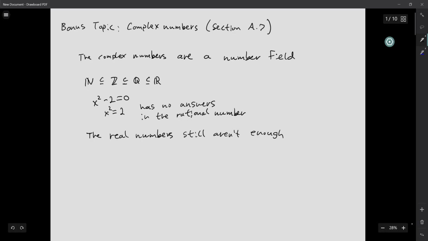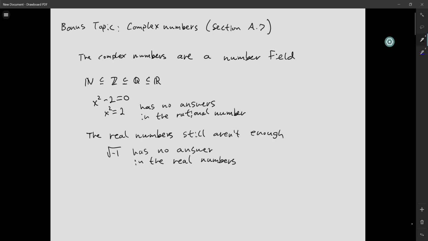And the reason for that is if I want the square root of -1, basic situation that we have, I can't find an answer in the real numbers. So this has no answer in the real numbers. And this is where the bad jokes start.